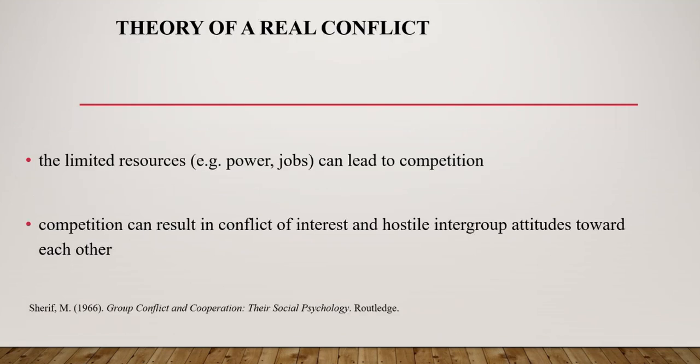The theory of a real conflict explains how competition over limited resources like jobs, land, or power can lead to tension between groups. When resources are scarce, groups start seeing each other as threats. This competition often leads to hostility. For example, historical conflicts over land or jobs often came from this type of competition.